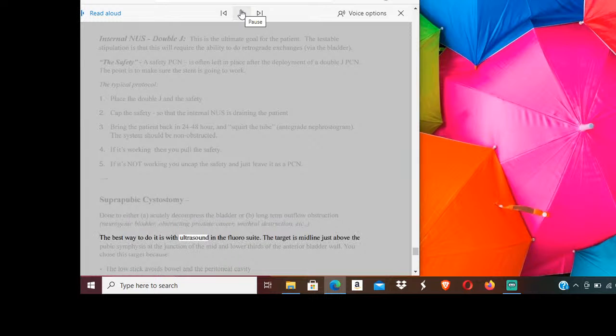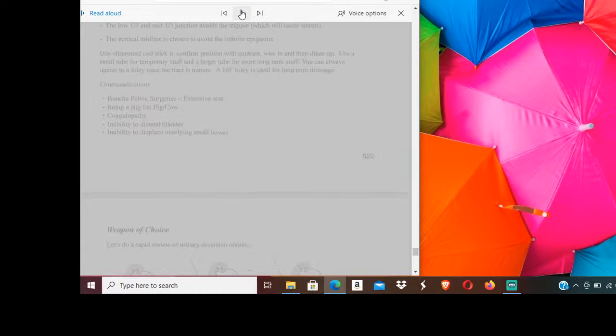The best way to do it is with ultrasound in the fluoro suite. The target is midline just above the pubic symphysis at the junction of the mid and lower thirds of the anterior bladder wall. You chose this target because the low stick avoids bowel and the peritoneal cavity, and the low one-third and mid one-third junction avoids the trigone, which will cause spasm. The vertical midline is chosen to avoid the inferior epigastric.